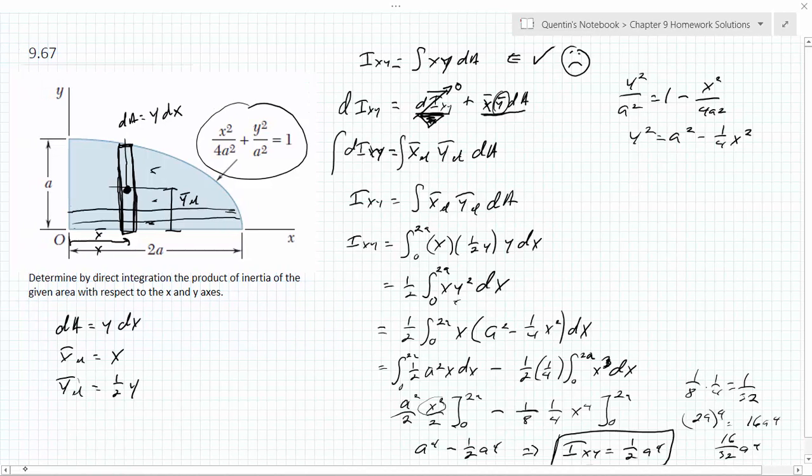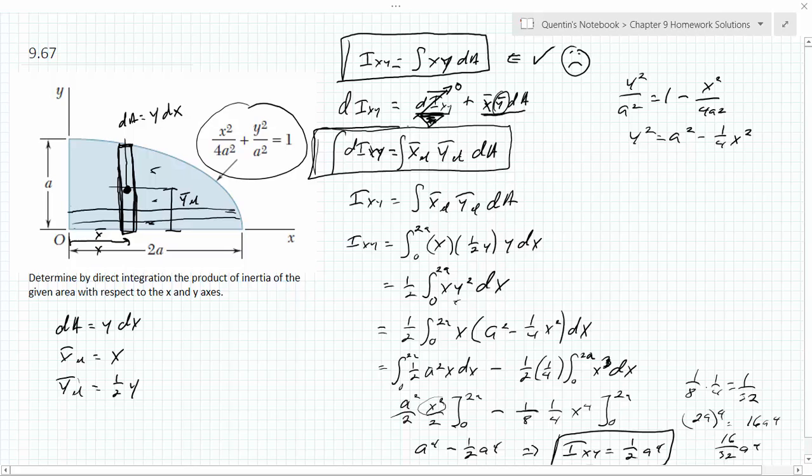So the key is that this true statement is just not helpful. This is really the key to these problems. When we're doing IXY by direct integration, it's all about doing it this way. And the reason we can do it this way is the parallel axis theorem, and knowing that at the centroid, the IXY bar, the product of inertia, is 0 because it is symmetric. And there you go.